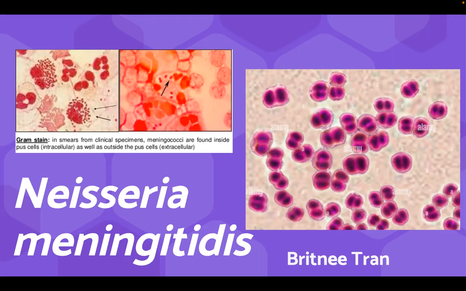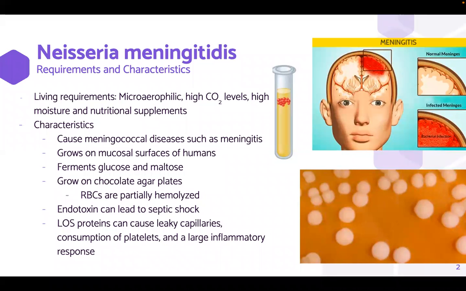And there's also no cilia or flagella, so they have no way of moving around. They're non-motile. And the common name for Neisseria meningitidis is meningococcus or meningococcal disease. And so the requirements and characteristics for it.